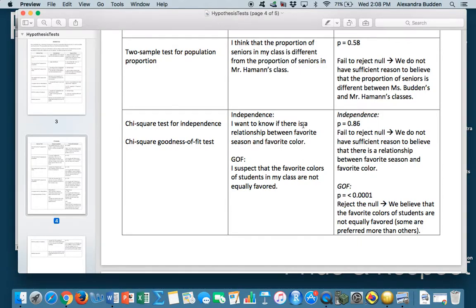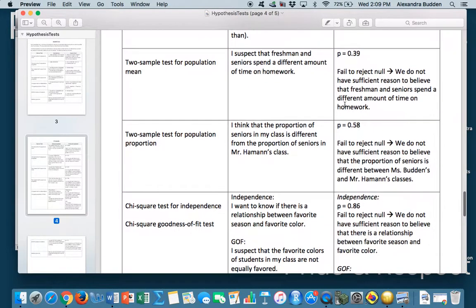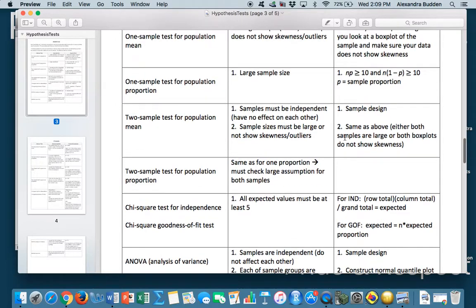This video is going to cover the two-sample test for population proportion. This would be the case when you have two samples and you're looking at something categorical. In my case, I looked at my class and Mr. Hammond's class, and I looked at the proportion of seniors that we have. I want to know if the proportion of seniors is different in my class versus Mr. Hammond's class. Now, in order to carry this out, we need to make sure our assumptions are met.